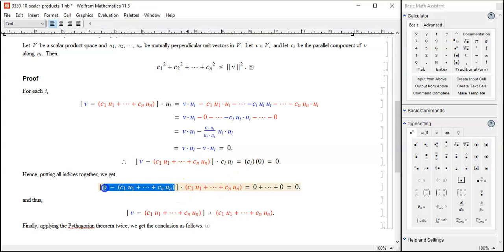c2u2 dot product of this is equal to 0, as you just saw. And repeat all the way toward the end. cnun dot product of all this is equal to 0, as you saw before. So we have just a bunch of zeros added together. So this whole quantity is equal to 0, and that leads to this orthogonality. v minus this red is perpendicular to this red, and it will turn out this is the parallel component vector, and this one is the orthogonal component vector, so to speak.